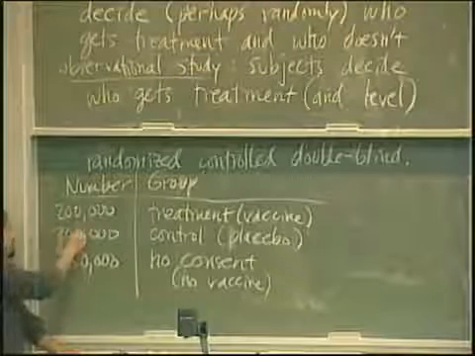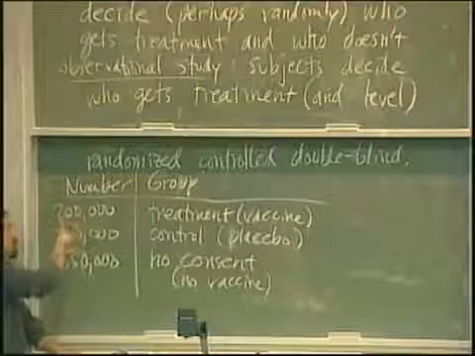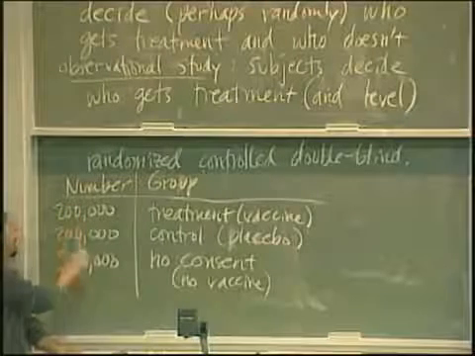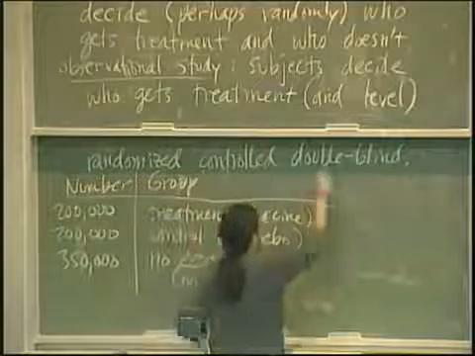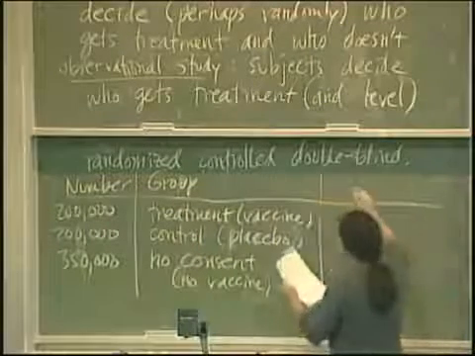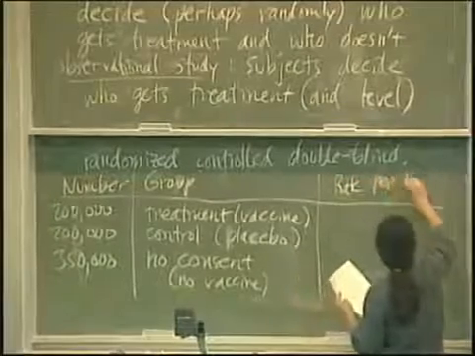So in the experiment run like that, 400,000 parents, the parents of 400,000 kids agreed, 350,000 did not agree, no consent. Half of them got the vaccine, half of them got the placebo, and then this is again rate per 100,000.